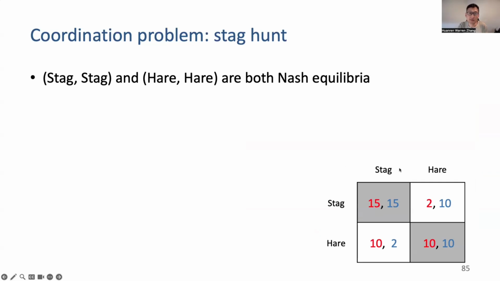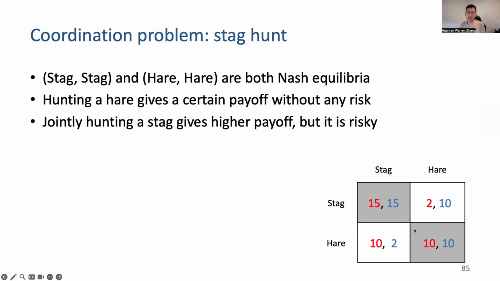So let's analyze this game. Here we have a 2x2 game. There are two Nash equilibria. If the other person chooses stag, then the best response is to also choose stag. If the other person chooses hare, then it's best for you to also choose hare, right? So both of these outcomes are Nash equilibria.